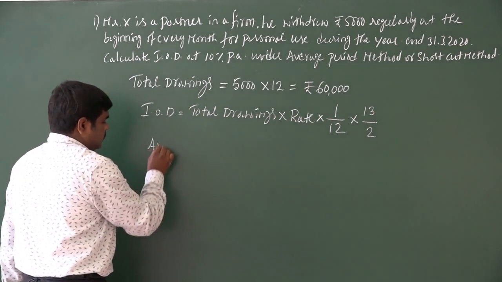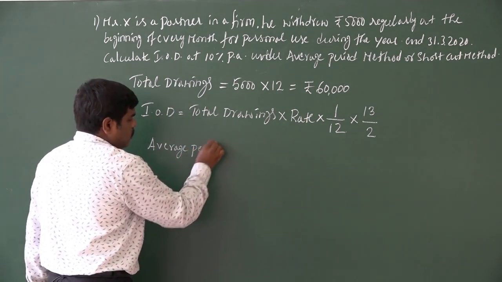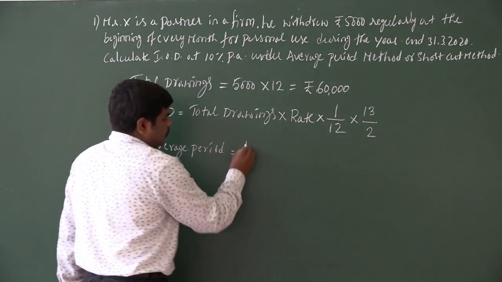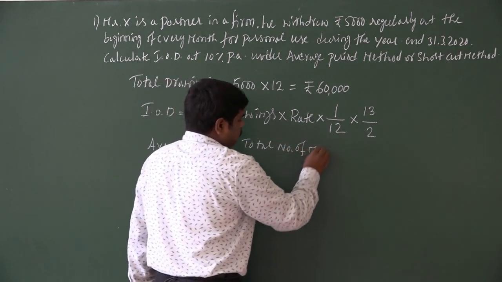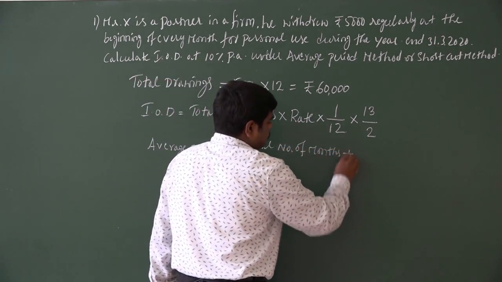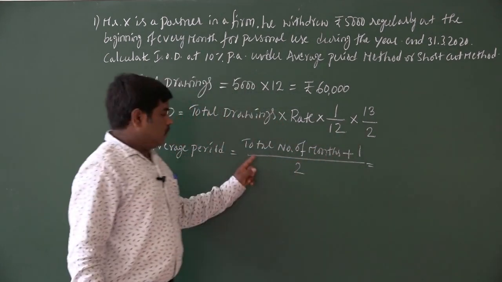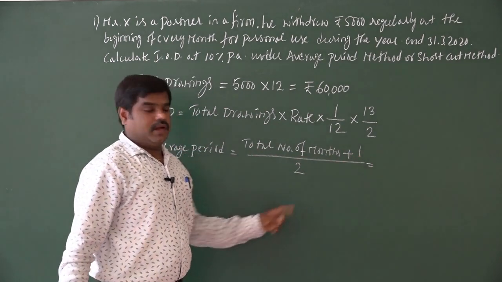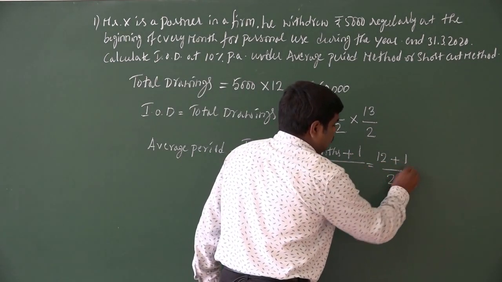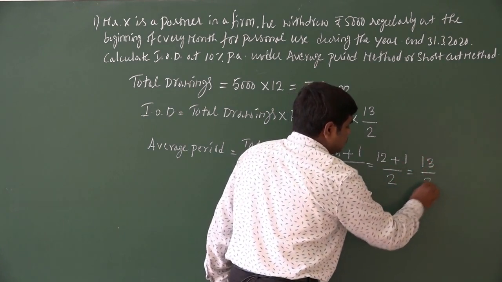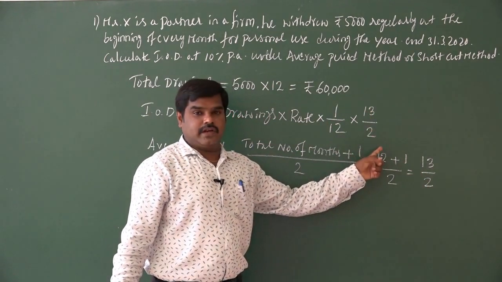Next, average period is equal to total number of months plus 1 divided by 2. Total number of months in a year, 12, plus 1 divided by 2. Of course, it is 13 divided by 2. So, that is the average period, 13 divided by 2.